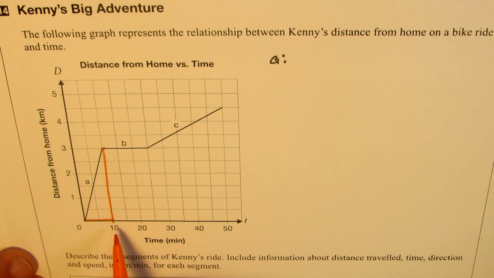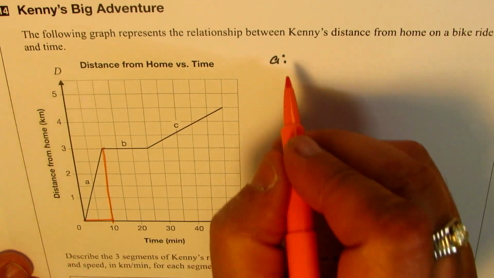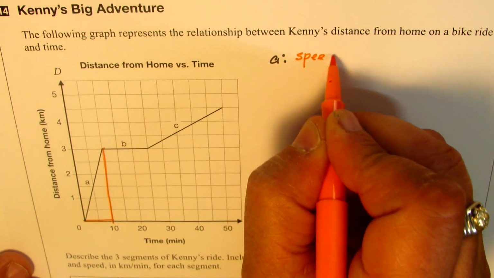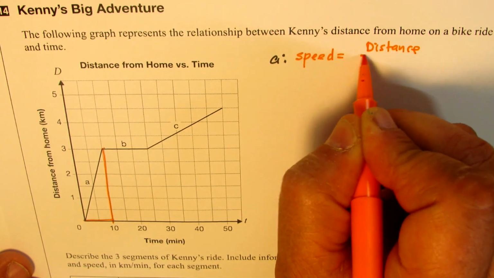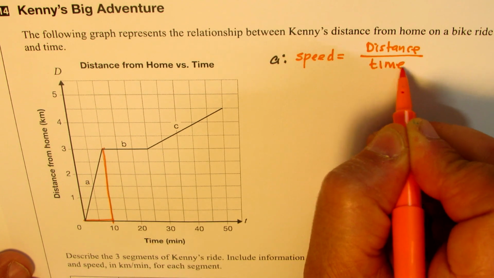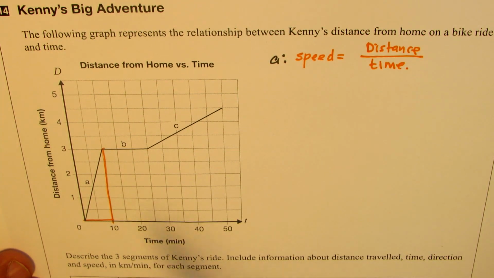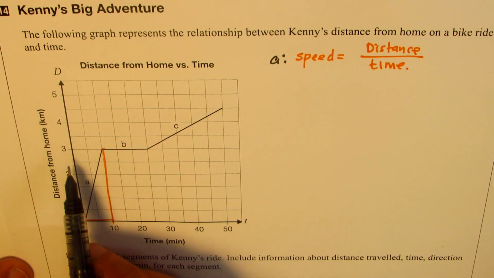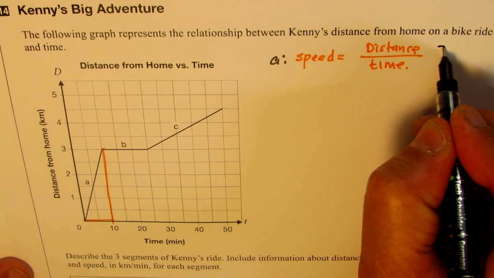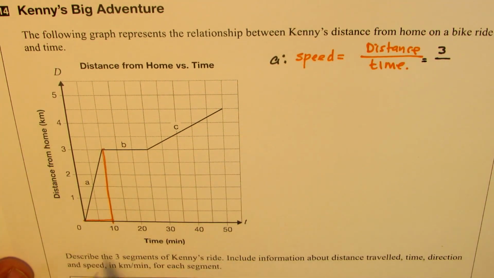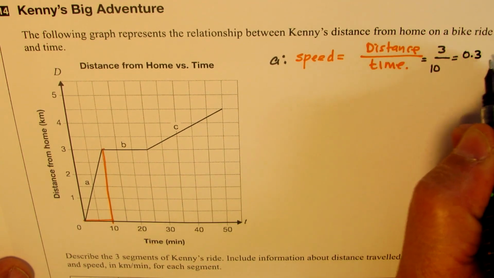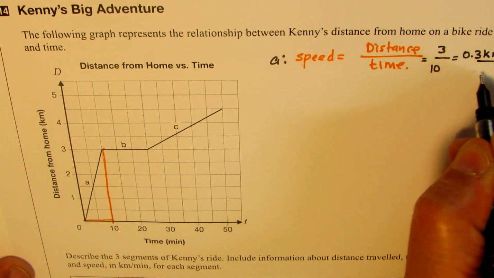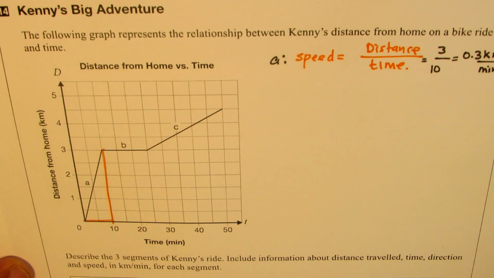Now in this interval, we can calculate the speed as equals to distance divided by time, right? Distance divided by time. And in this case, we know that the distance covered is 3 kilometers and the time taken is 10 minutes. So you could write this as 0.3 kilometers per minute. Is that clear to you? So that is part A.